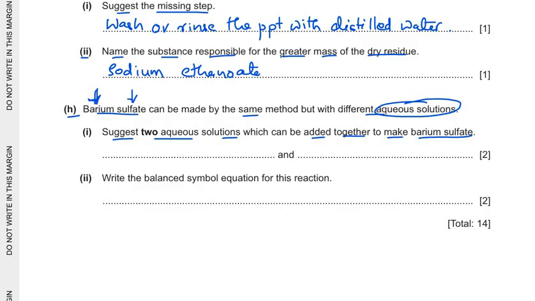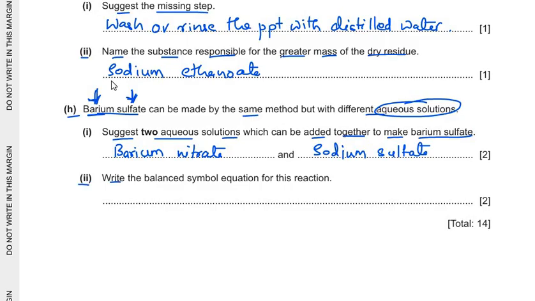So the most common aqueous form of barium is barium nitrate, or you can say barium chloride also, and the other, any sulfate solution which is soluble. Now we know that all the group 1 compounds are soluble, so you can name sodium sulfate also, you can name potassium sulfate also, or you can name sulfuric acid also because that carries sulfate in the aqueous form. But yes, we are writing sodium sulfate, that's also fine.